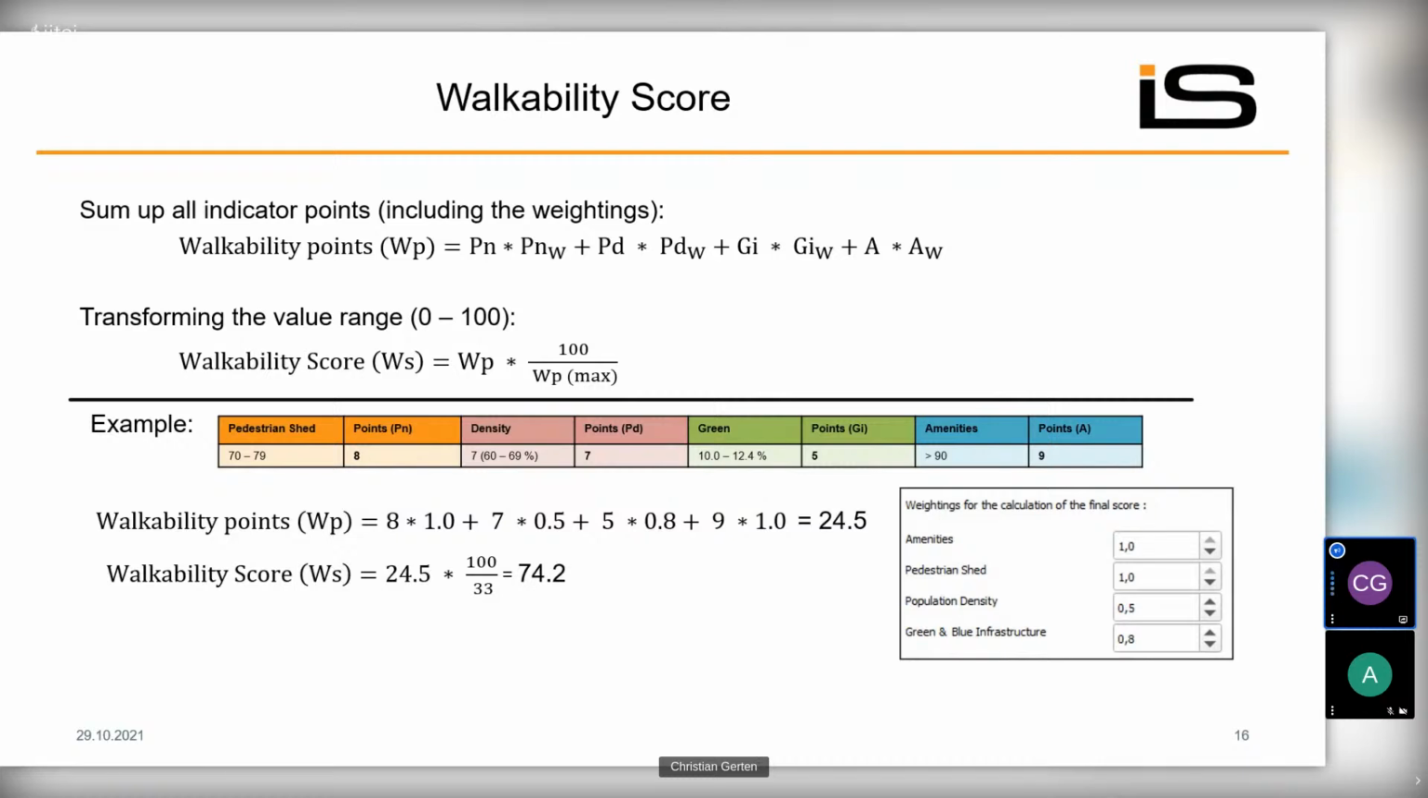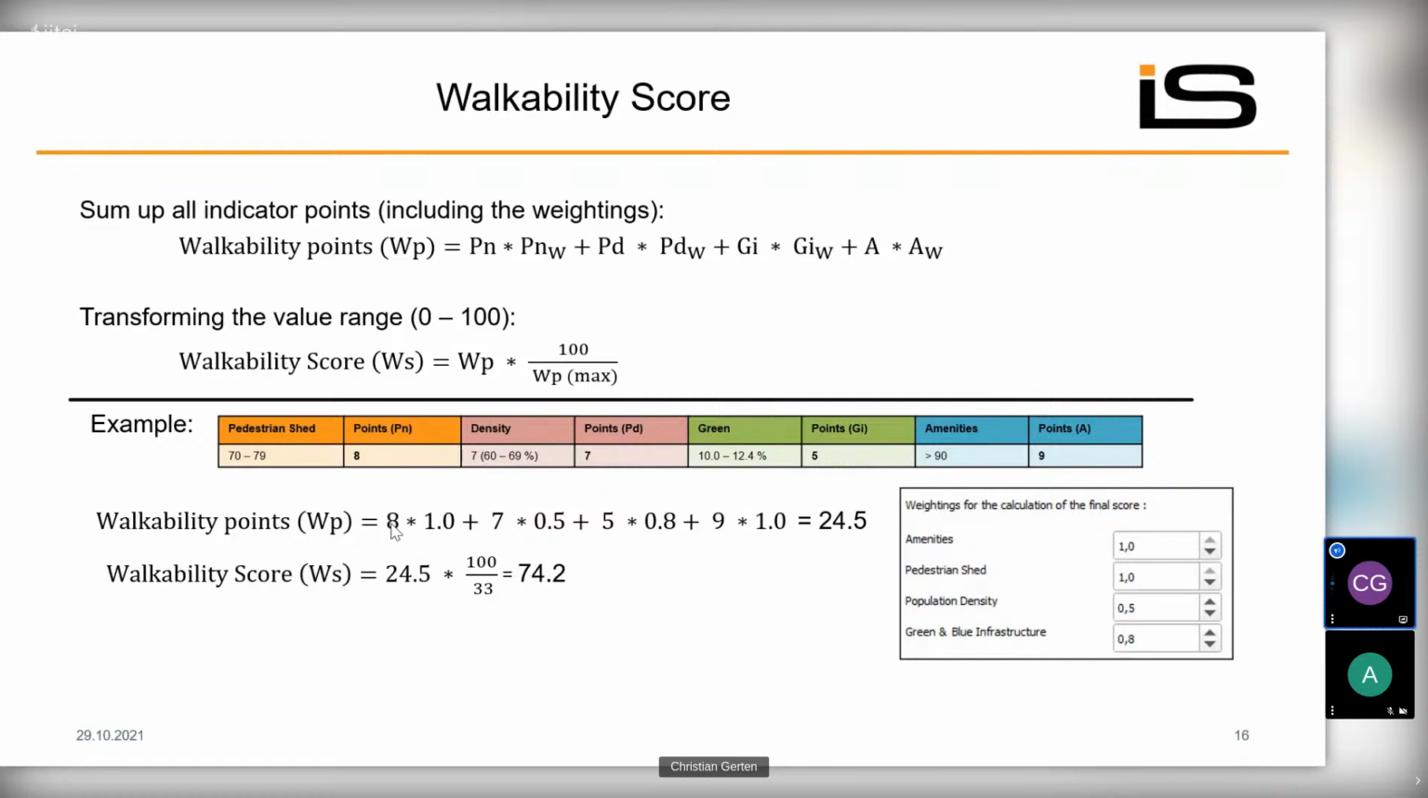For example, if we have a pedestrian shed of 75, we get 8 points, density 7 points, green infrastructure 5 points, and amenity 9 points. Then you can see there's a screenshot from the GUI where we set the weightings of the dimensions. For example, amenities and pedestrian shed get the full weight, population density 0.5 points or weighting, and green infrastructure also 0.8. Now we can fill in all the information that we have.